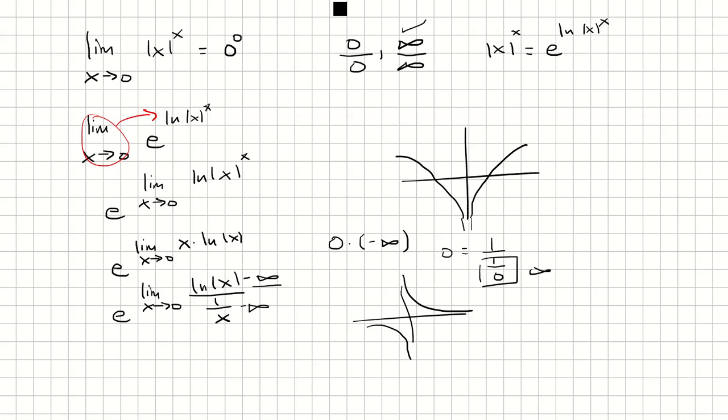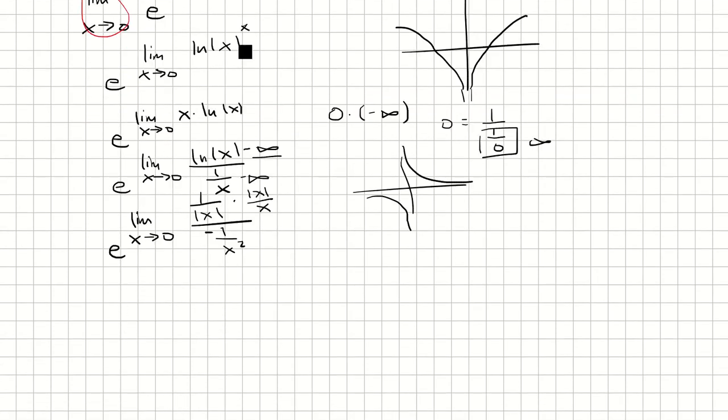So you can use L'Hopital's rule, which says take the derivative of the top and the bottom. The derivative of 1 over x is negative 1 over x squared. The derivative of ln of the absolute value of x is 1 over the absolute value of x times the absolute value of x over x. Now, the absolute values are going to cancel.